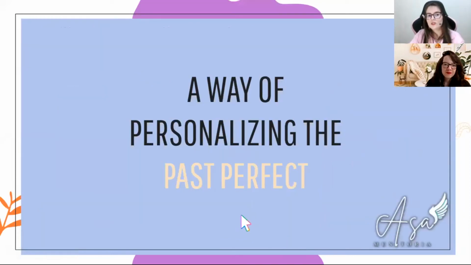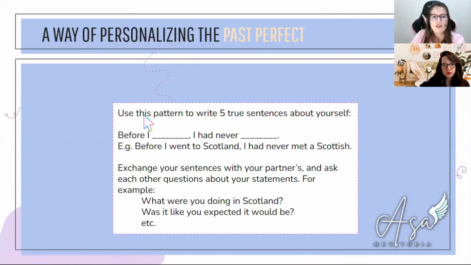And then I told you about this last activity, that activity in which they had to transform the sentences in the past perfect to the past simple to the past perfect, and in the present perfect to the past perfect. So here's a way for you to personalize the past perfect, which is a freer practice, right? So it's more advisable for you to use after the more controlled practice. So look, use this pattern to write 5 true sentences about yourself.